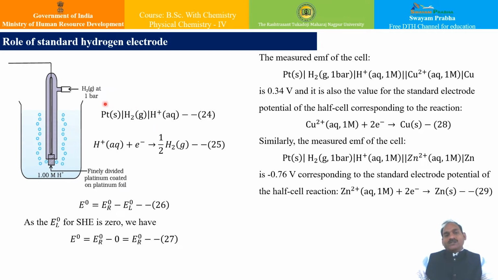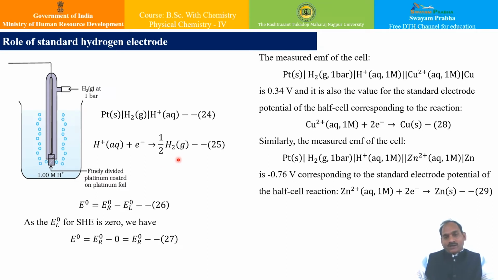So this particular cell is assigned a zero potential at all temperatures, corresponding to this half cell reaction. That is, the hydrogen ion in aqueous solution consumes the electron and leads to hydrogen gas.